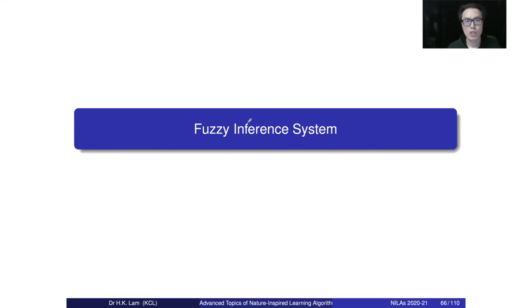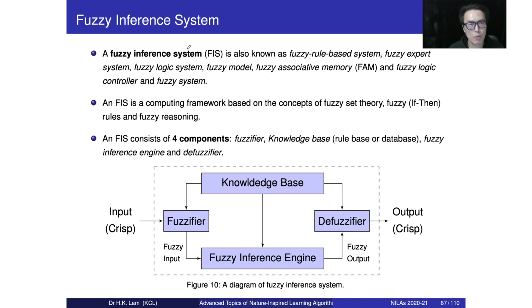After we have some concept about the membership function, I'm going to present you the overview about the fuzzy inference system. That is the overall picture about the fuzzy inference system, from the input to the output. When we talk about the fuzzy inference system, there are a lot of different names associated with this. Yes, fuzzy inference system, or in short, FIS. We also refer to this as the fuzzy rule-based system, fuzzy expert system, fuzzy logic system, fuzzy model, or fuzzy associative memory, and fuzzy logic controller, and just simply fuzzy system. They refer to the same thing, that is this particular structure.